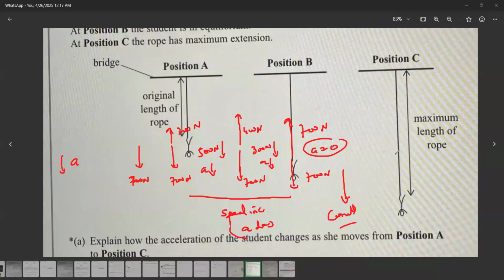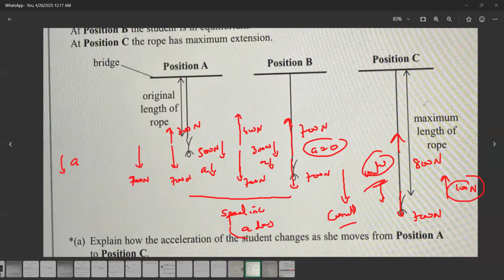Then as the rope further stretches, the tension is more. So the tension might be 800 and the weight is still 700. So now there's a resultant force of 100 Newton upward and he is going downward. As a result, when the direction of the motion and the direction of the resultant force are opposite, the object will slow down or decelerate.